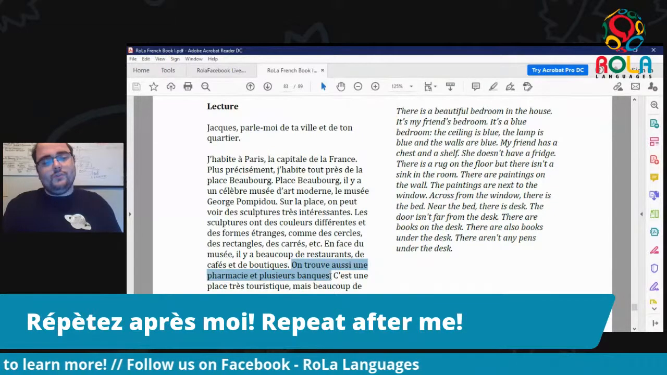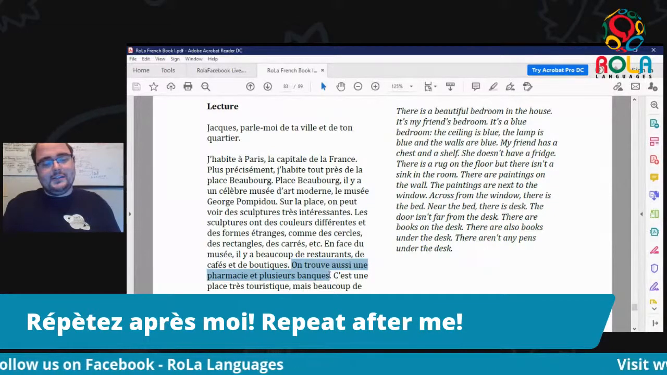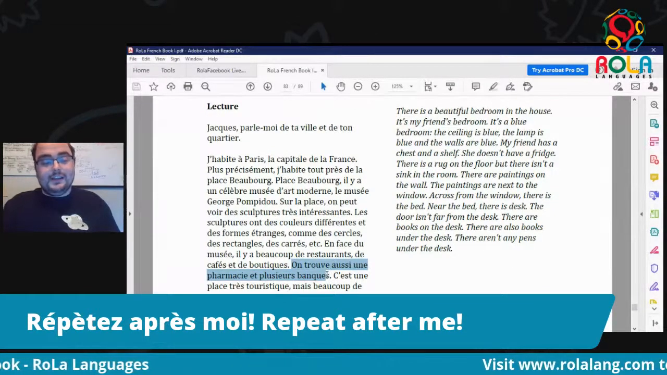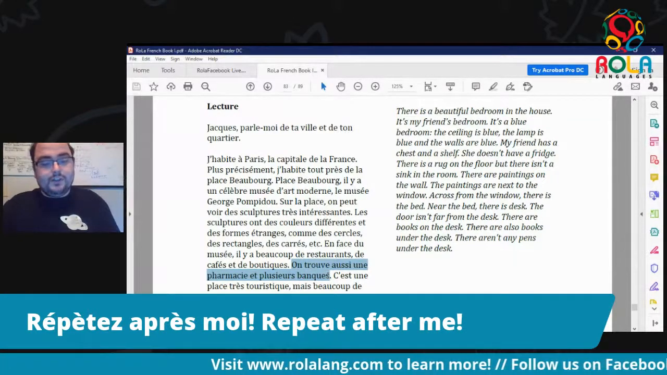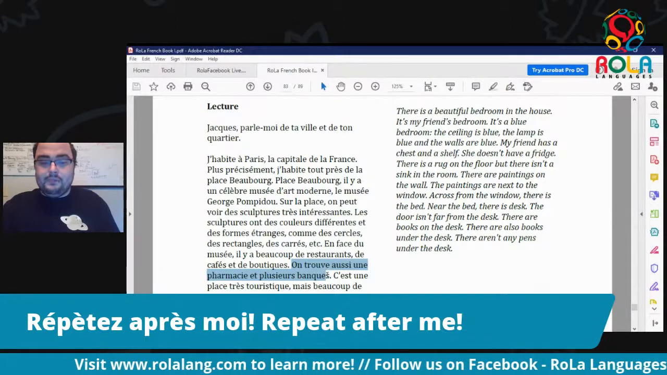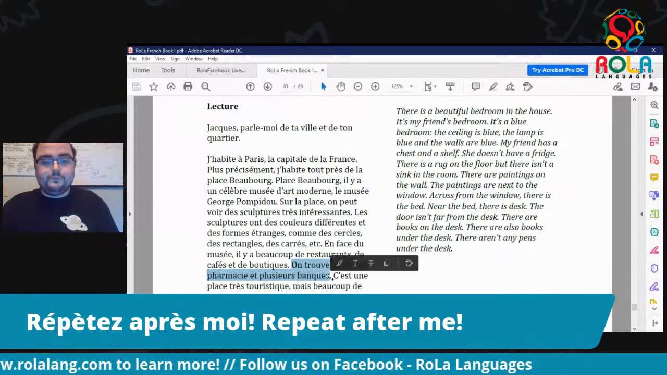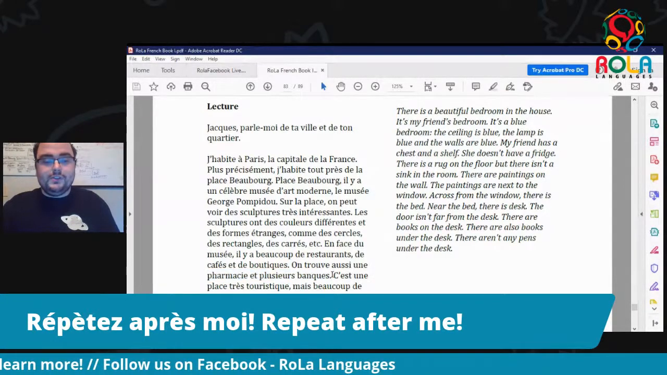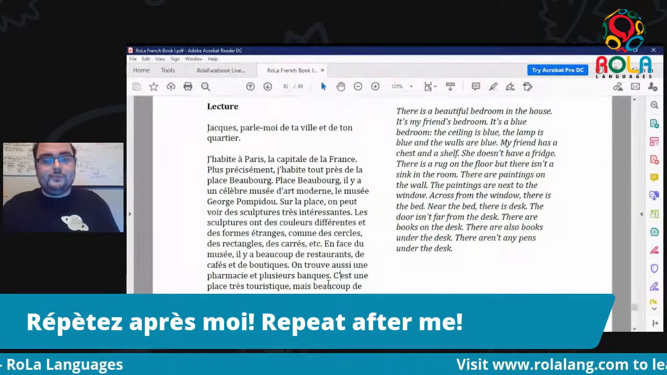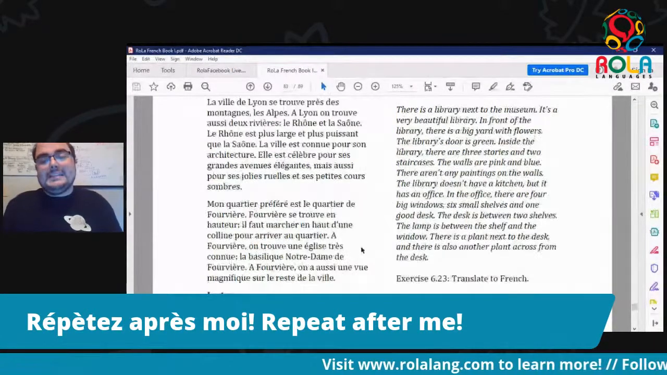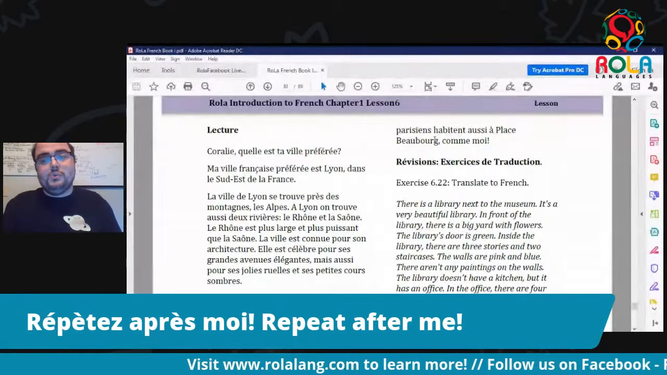Qu'est-ce que ça veut dire, une pharmacie? Très bien. It's like in English, pharmacy. On trouve aussi, one can also find a pharmacy and many banks. C'est une place très touristique, mais beaucoup de Parisiens habitent aussi à Place Beaubourg comme moi.